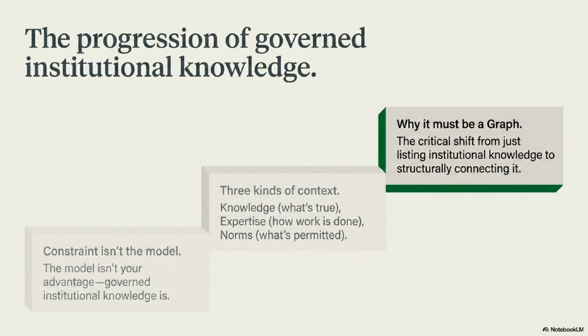Quick recap, 30 seconds. Episode 1: the model isn't your advantage. Governed institutional knowledge is. Episode 2: that knowledge comes in 3 kinds. Knowledge, what's true; expertise, how work is done; norms, what's permitted; and they're inseparable. Today's question is the one those two leave open: why must all of this be connected instead of just listed?